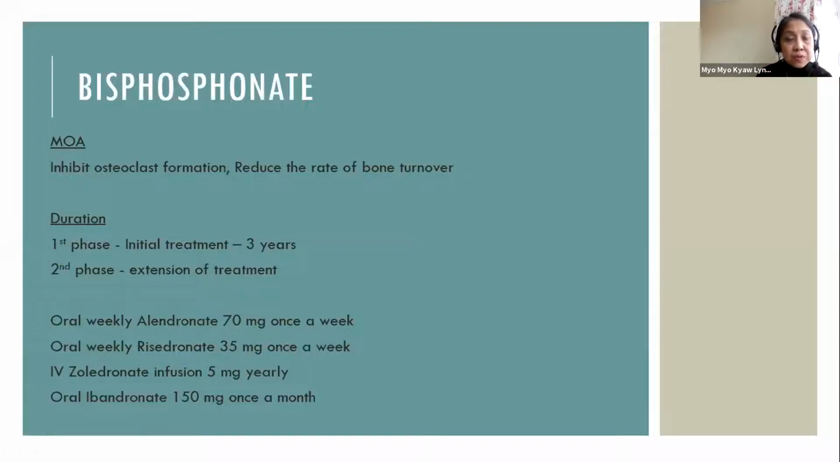So bisphosphonates just inhibit the osteoclast formation. It is an anti-resorptive drug that reduces bone turnover. So when you treat osteoporosis, actually we have to consider the duration of the treatment. There are two phases in the treatment of osteoporosis. The first phase is what we call the initial treatment, which is actually 3 years. And the second phase is what we call the extension of the treatment. So this is slightly different in the secondary care and the primary care setting.